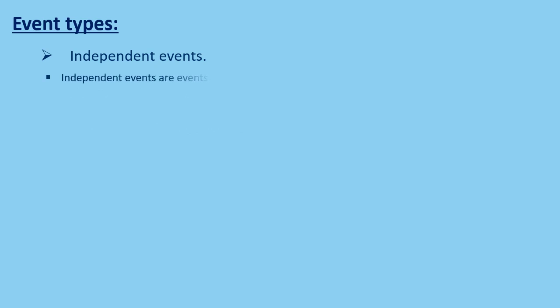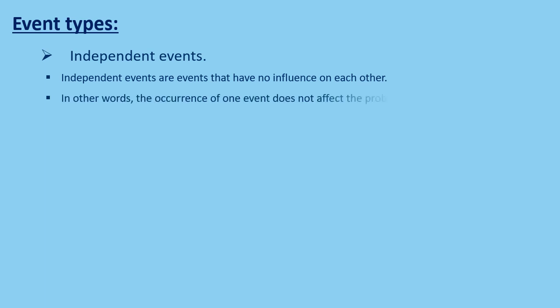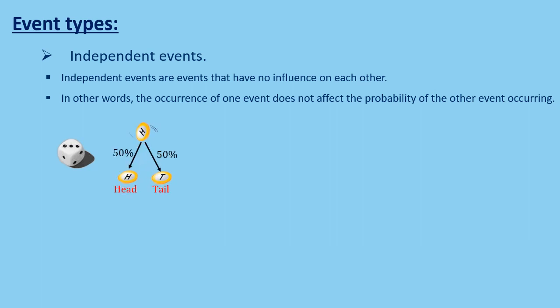Independent events are events that have no influence on each other. In other words, the occurrence of one event does not affect the probability of the other event occurring. For example, rolling a die and getting a 3 has no effect on the probability of flipping a coin and getting heads. The probability of getting heads when flipping a coin remains 50% regardless of whether you roll a die and get a 3 or not.